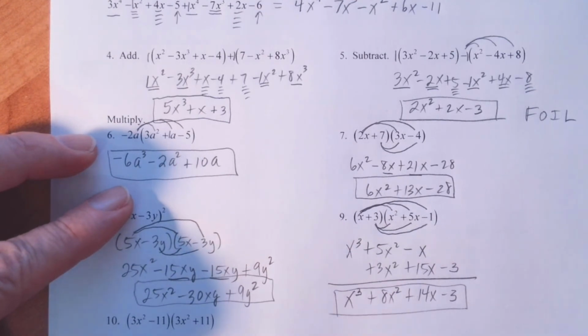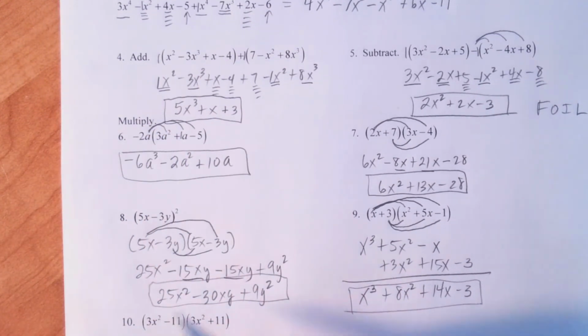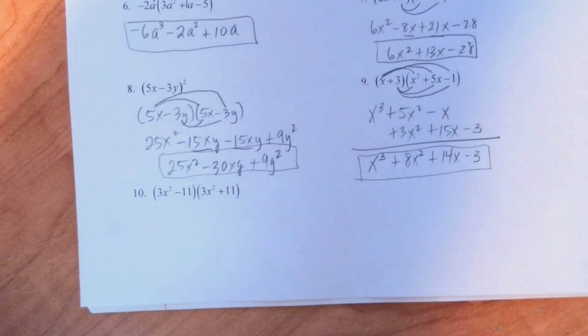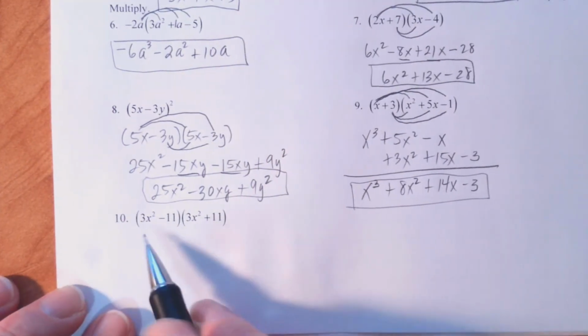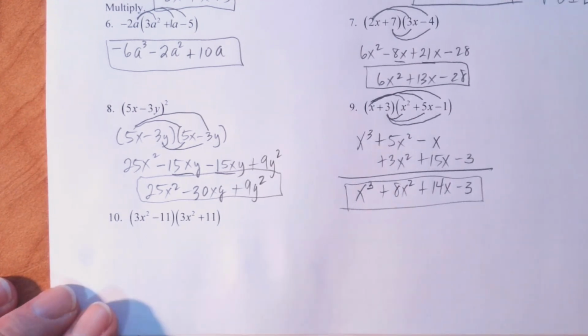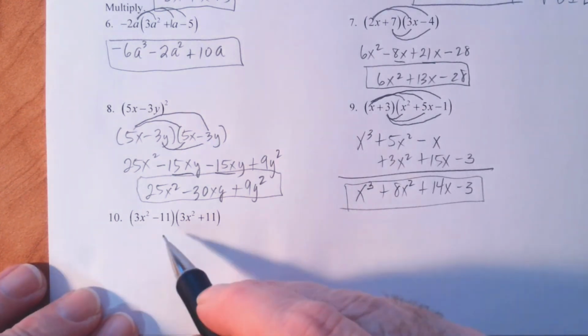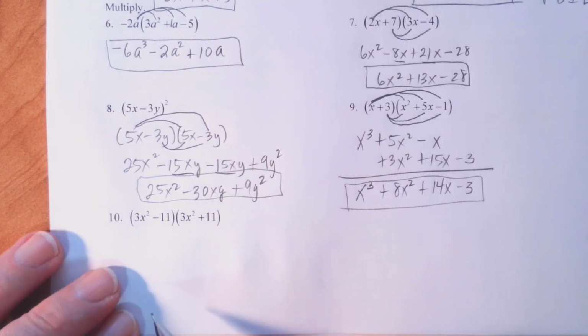And finally, we got one more we have to FOIL, but this is one of our special cases. 3x squared minus 11 times 3x squared plus 11. We learn when we have the same terms, but just opposite sign in between, we're going to end up with the difference of squares. Now you can just FOIL this, but because the inner and outer products are opposites, they're going to add up to 0.